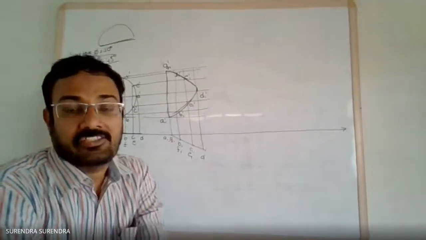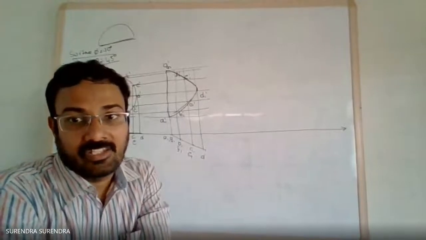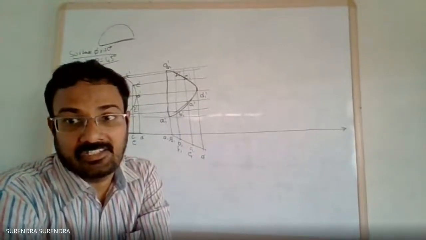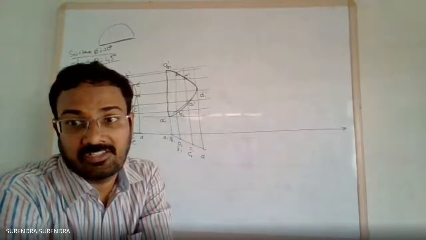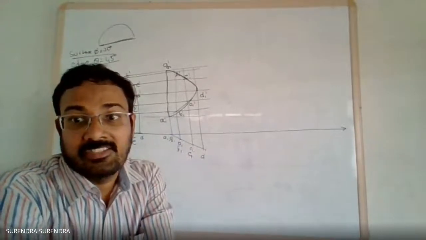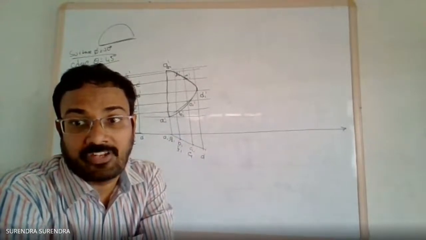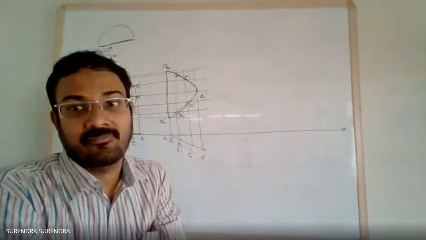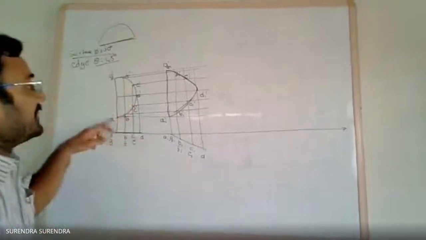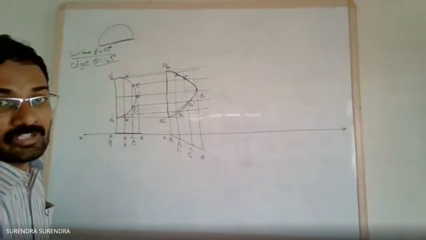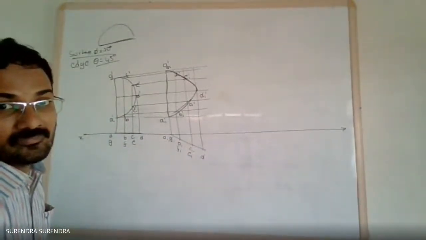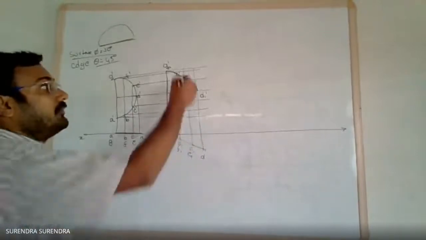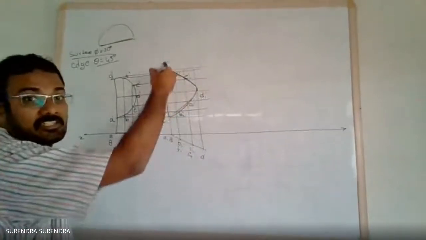Now we should consider the edge inclination. In this case, the edge is inclined at 45 degrees to the HP. So what is that edge? The edge AG. AG is inclined at 45 degrees to the HP. So redraw this shape.